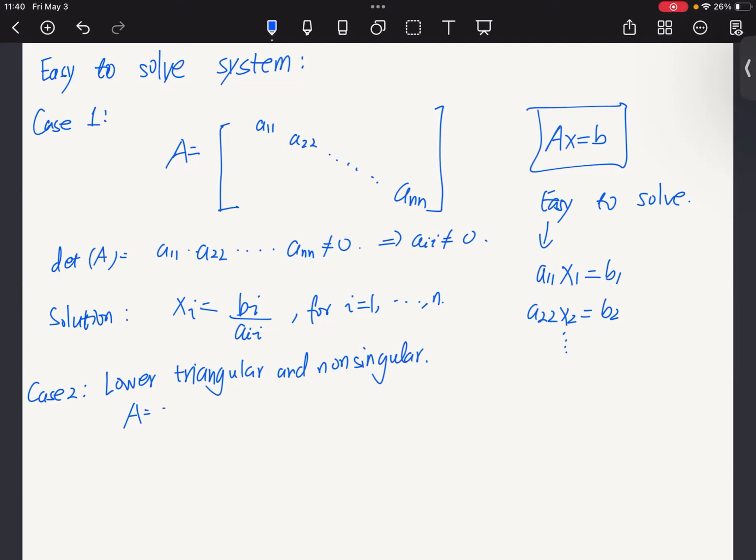Lower triangular, which means we only have non-zero entries in the lower triangular part. I'm going to skip the writing here. The entries in between, then a_n1, a_n2, all the way to a_nn. This is the lower triangular part, and we have non-zero entries on this part, and all the entries above are 0.